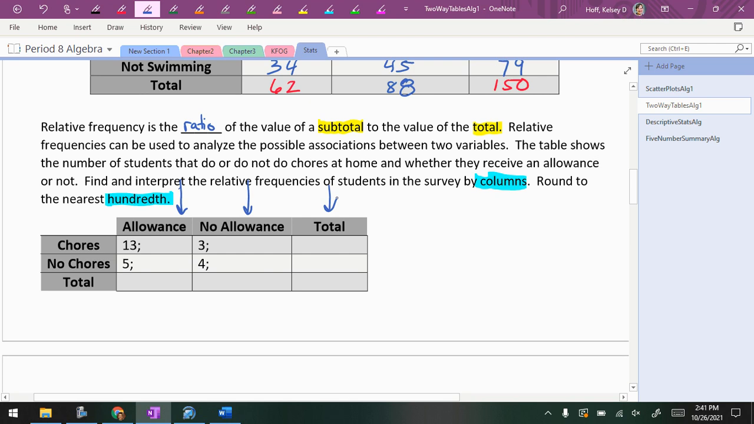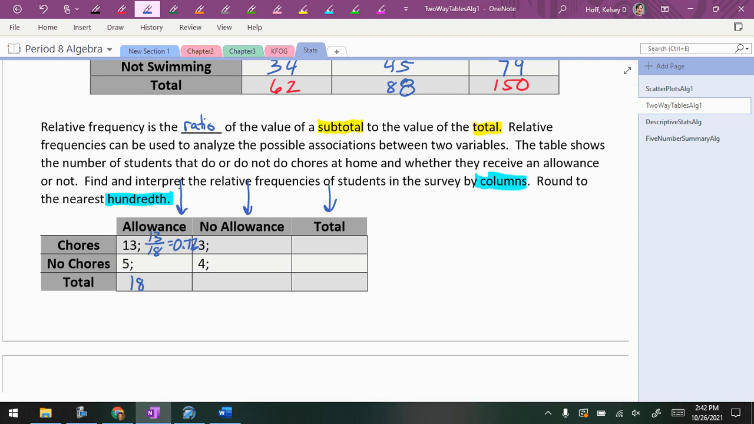So we are going to be dealing with the allowance. We need to take the subtotal to the total in the allowance category. So allowance and chores, what's my subtotal? What's my partial? Subtotal, partial, 13 out of the total number of kids that get allowance. How many total kids get allowance? Maybe we should put 18 in that total column. That'll help us, right? So our allowance is 13 out of 18. Please divide that and round to the nearest hundredth. 0.72.